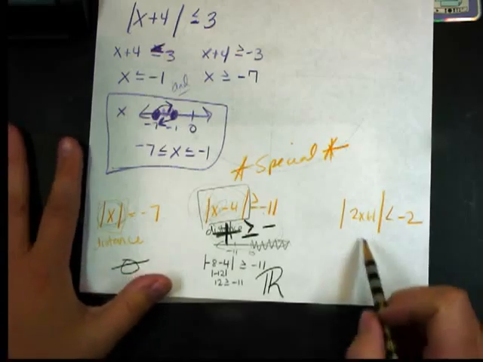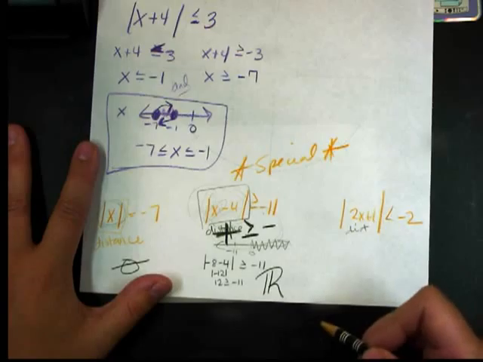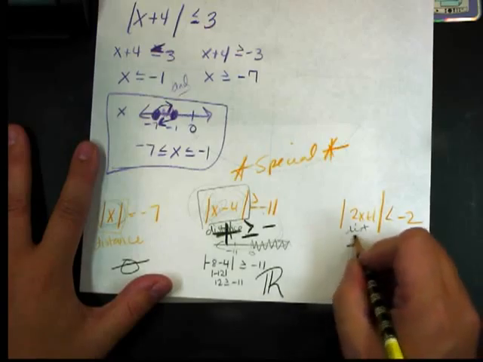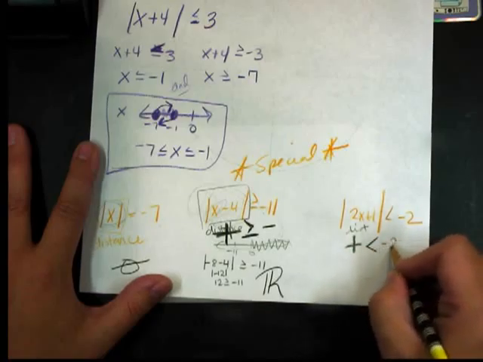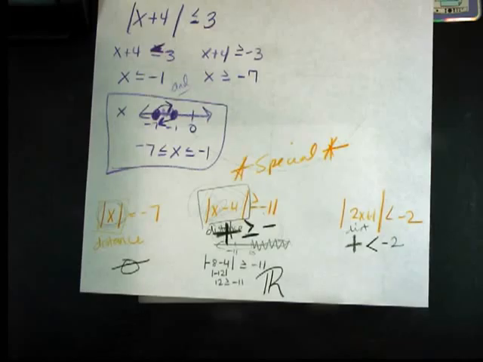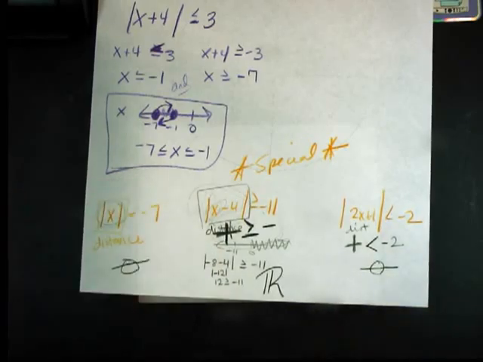Okay? So let's try this one. This is a distance. We know a distance is positive. If a positive is less than -2, can that ever happen? Can a positive ever be less than a negative? And the answer is no. So there is no solution.